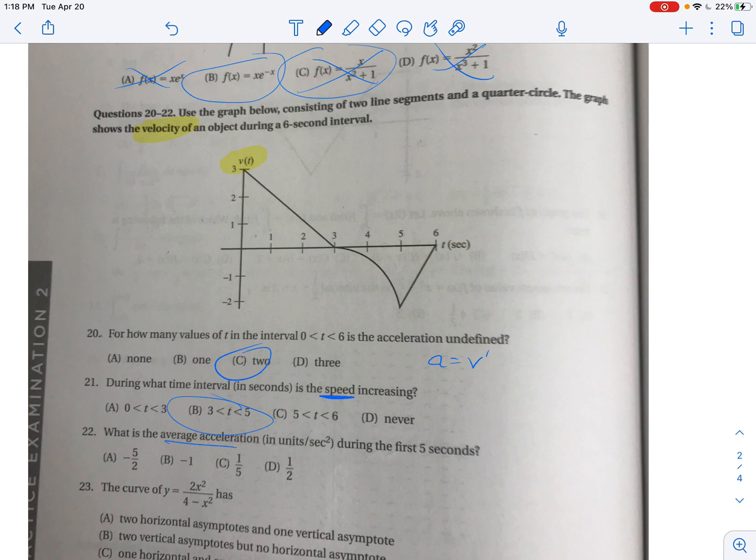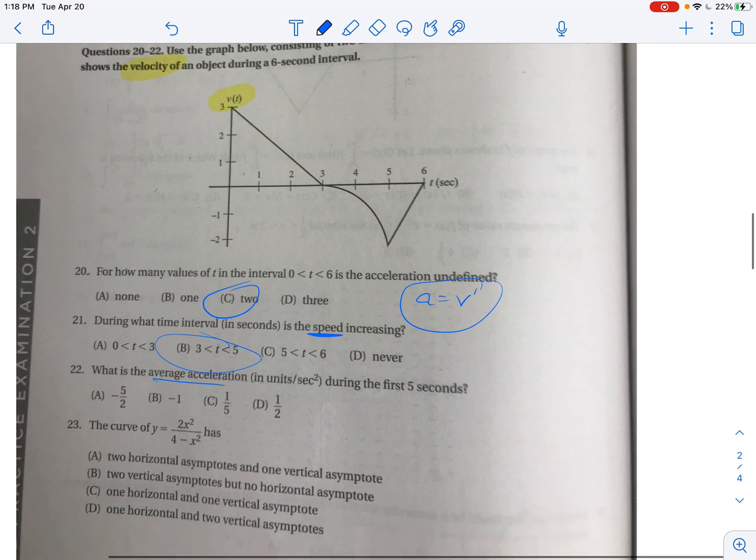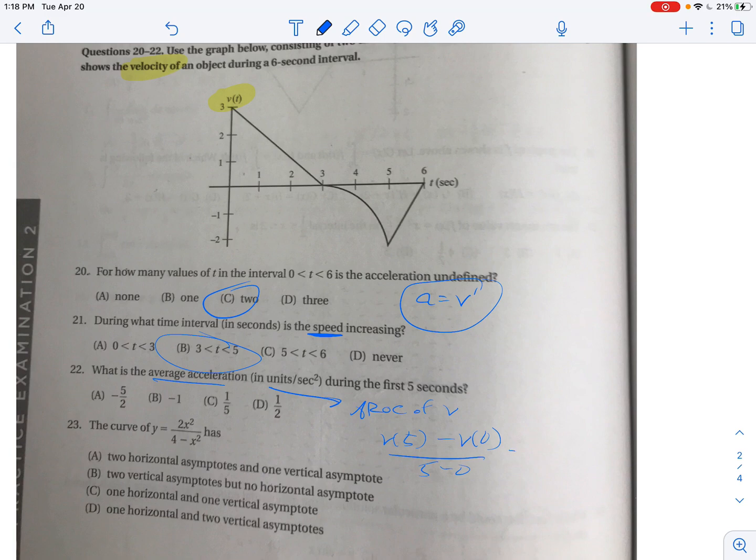Average acceleration? Well, acceleration is the rate at which velocity changes. So one way of viewing average acceleration is that it's the average rate of change of velocity. So that would be v of 5 minus v of 0 over 5 minus 0, which is -2 minus 3 over 5, which works out to -1.